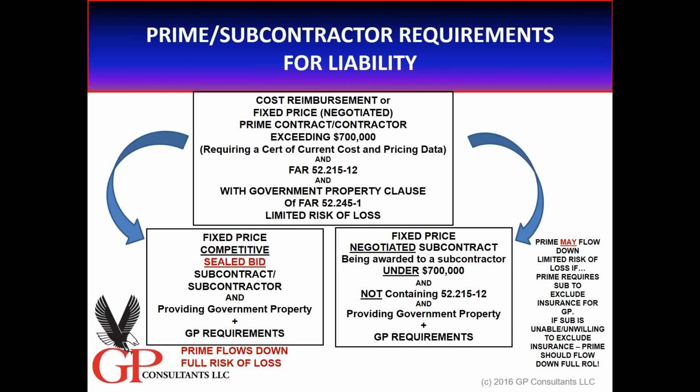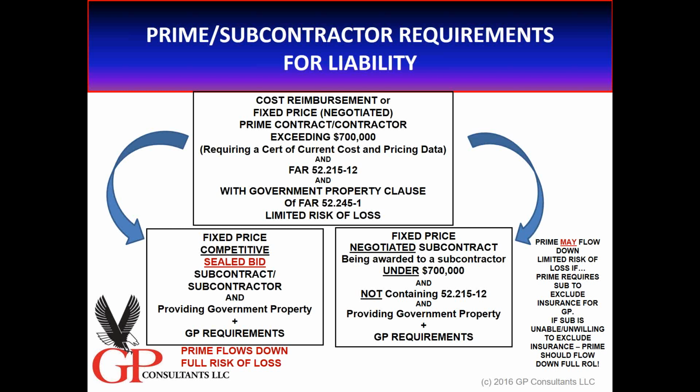If this was a fixed price competitive, what we called a sealed bid subcontract, then it would be expected that the prime flows down the full risk of loss. If this was a fixed price sealed bid subcontract with government property, I would want to flow down the full risk of loss. On the right-hand side, it's a rather strange situation.